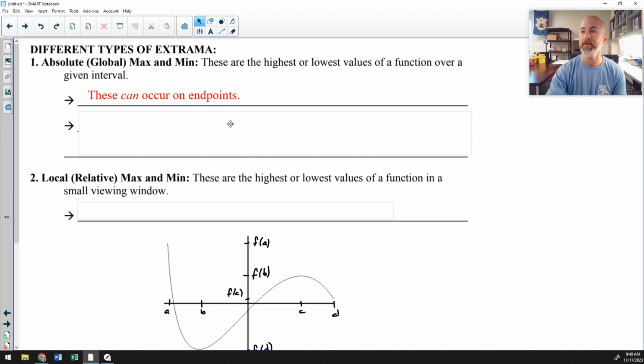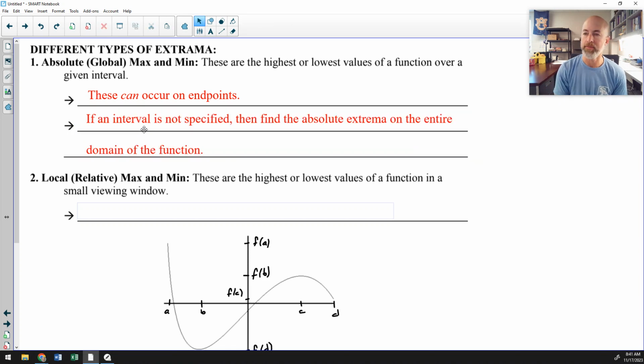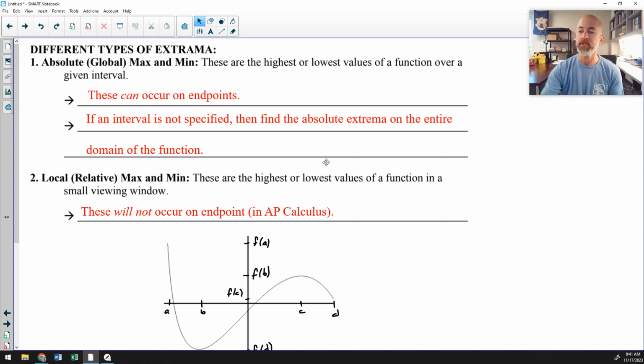So if you have a closed interval defined in the problem, you should consider the endpoints for an absolute max or min. And if you are looking at a problem where an interval is not specified, then it is understood that you are to find the max or min on the entire domain of the function. And then local extrema, or relative extrema, are the highest or lowest within a small viewing window, and these will not occur on endpoints.